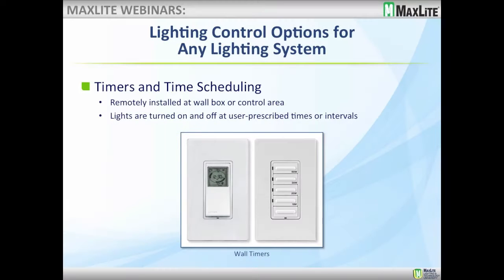So there's a whole bunch of things you can do to control a lighting system. The simplest is to turn it on or off. So in that sense, we have timers and time scheduling products, mostly wall mount products that you would see offered in Home Depot and things like that, or wherever you might buy electronics. You could have a digital timer or a timer with step functions like you see in the picture there.